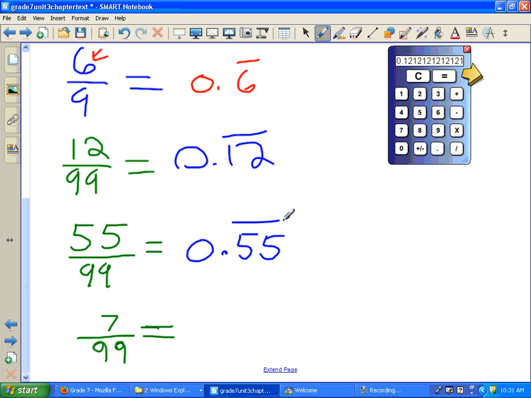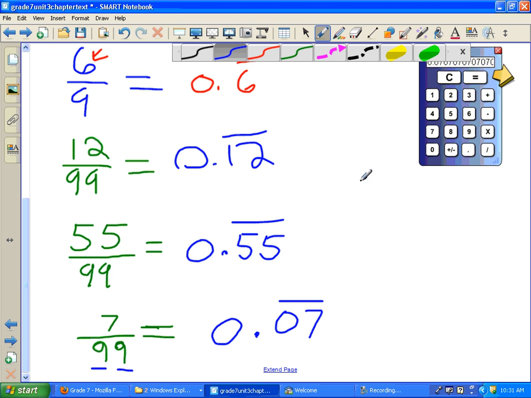0.55 repeating. 7 over 99, you would almost think it would be 0.7 repeating, but that's not the case, because it's got to be 0.07 repeating, because there should be 2 decimal places. So that's what's repeating, and I'll show you that one there. 7 divided by 99 equals 0.0707.